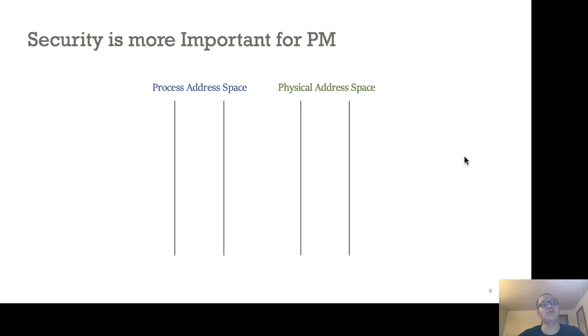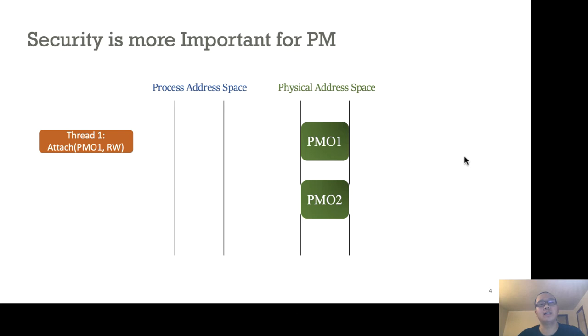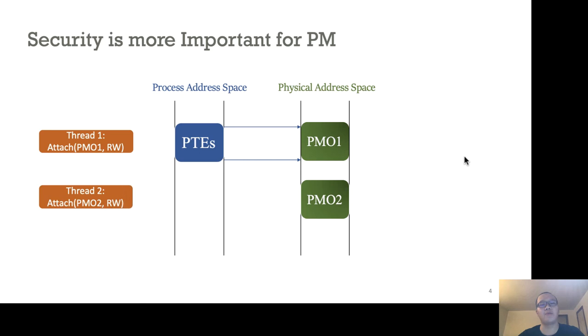And security is even more important for persistent memory. Here is an example. There are two PMOs in the physical address space, and thread 1 invokes the attach system call to memory map PMO1 to the address space, and thread 2 from the same process also invokes the attach system call to memory map PMO2 to the address space. And thread 2 may use bugs or vulnerabilities to corrupt the data in PMO1, intentionally or accidentally.